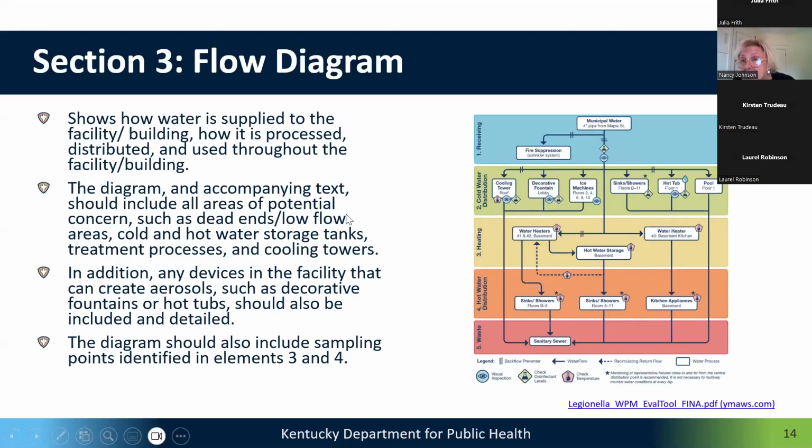This shows that it goes to fire suppression. This might not be for a hospital, but they're saying this is where we need to check to make sure the chlorination is appropriate. There's another backflow preventer. And then this is how it gets distributed for cold water. Some of it goes to the cooling tower, some of it goes to our fountain, our ice machine, sinks and showers, and that's defined by the floors.